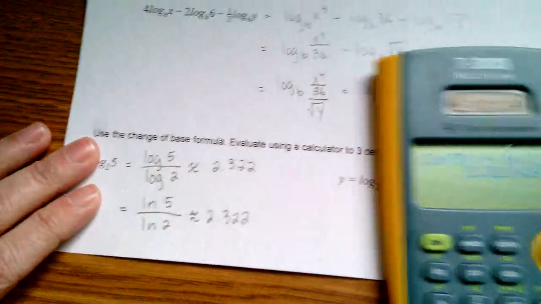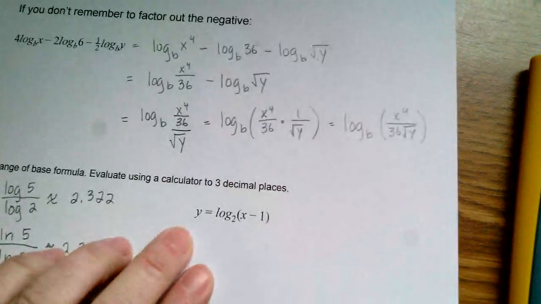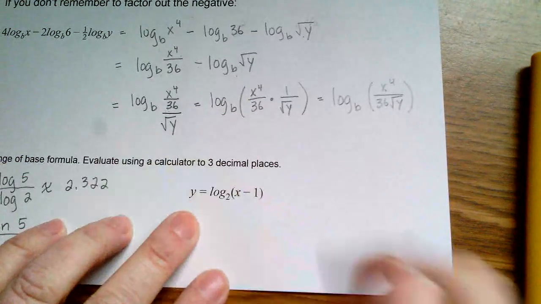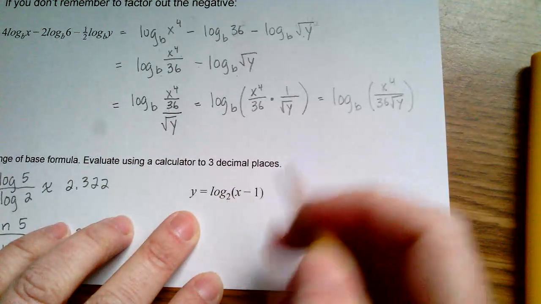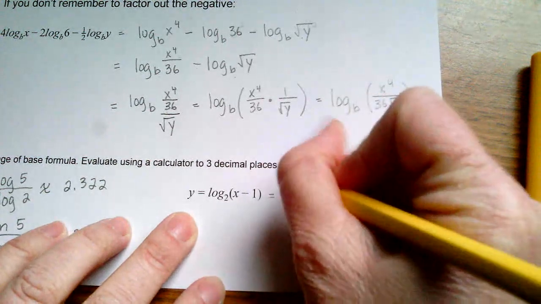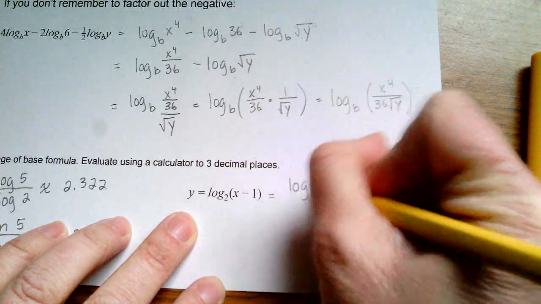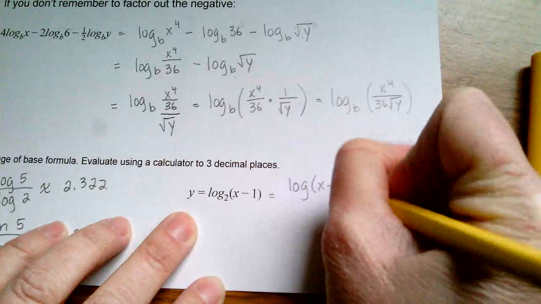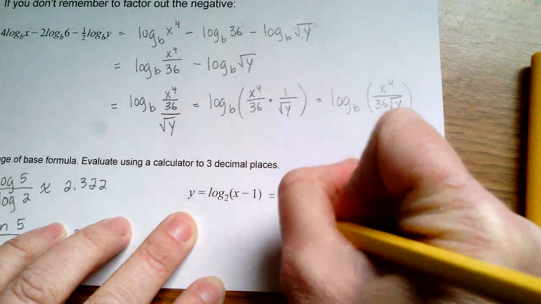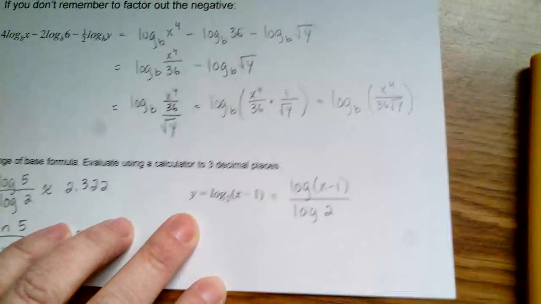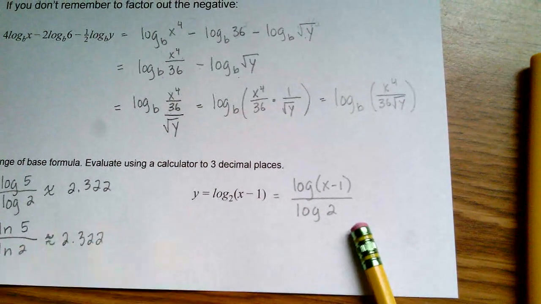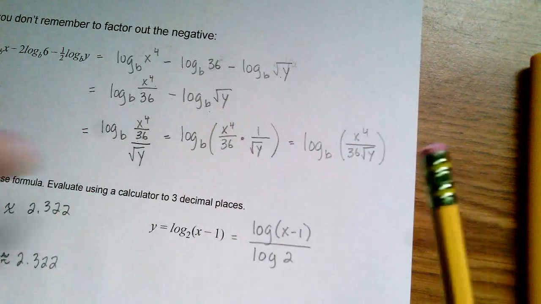Okay, so if you want to graph an equation like this, again, in our graphing calculator, we don't have the base 2, but we can rewrite this as the log of x minus 1 over the log of 2. Okay, so this is how we can put it into our calculator. I'm sorry, I wrote this out so that I'm going to put up my other notes.